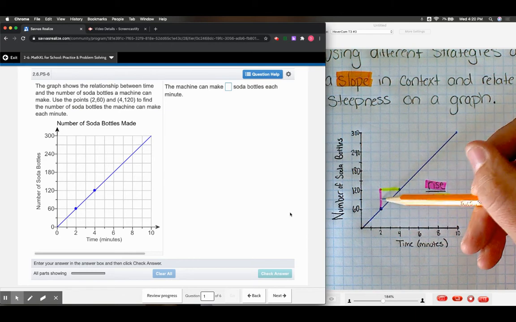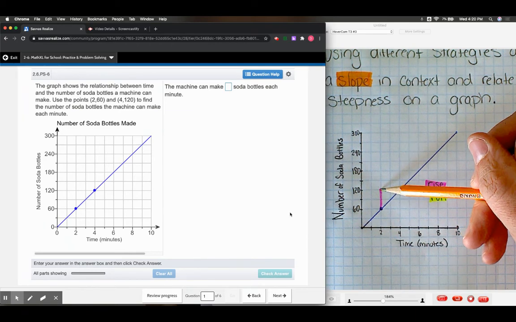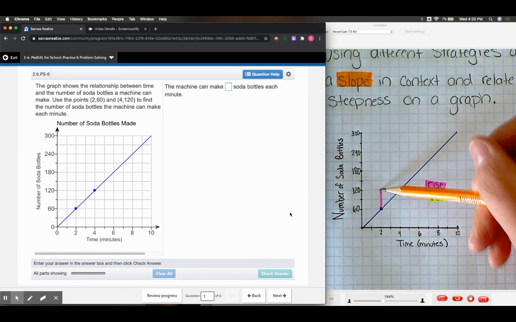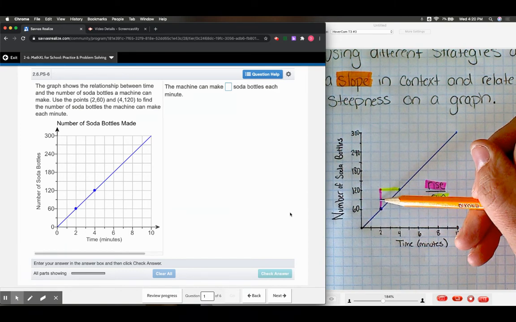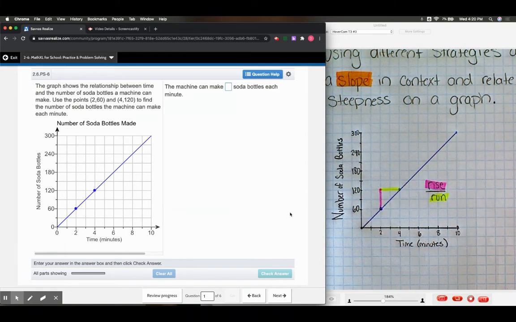So a lot of people will tell me this is 2 units. And I want you to think about why it's not 2 units, even though it's 2 spaces. So take a second, think about that. Why is it not 2? And if you know why it's not 2, think of what number it is.